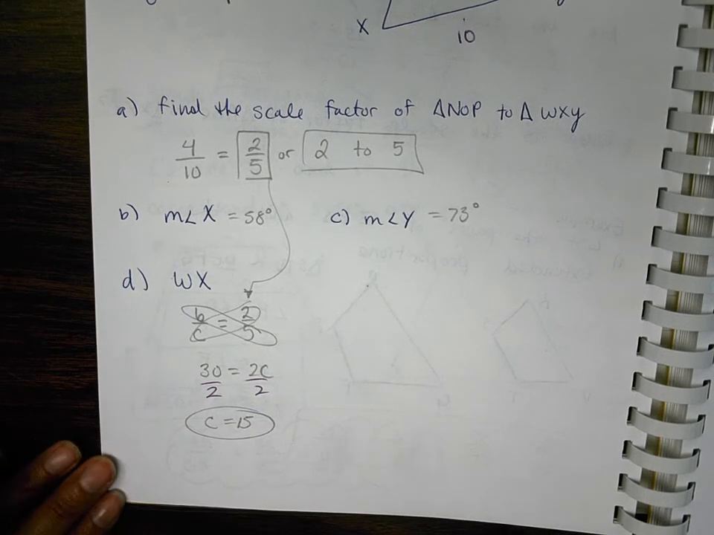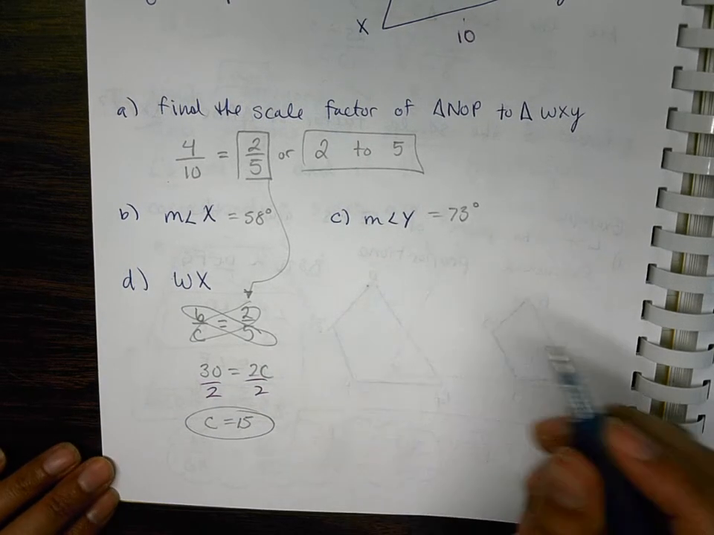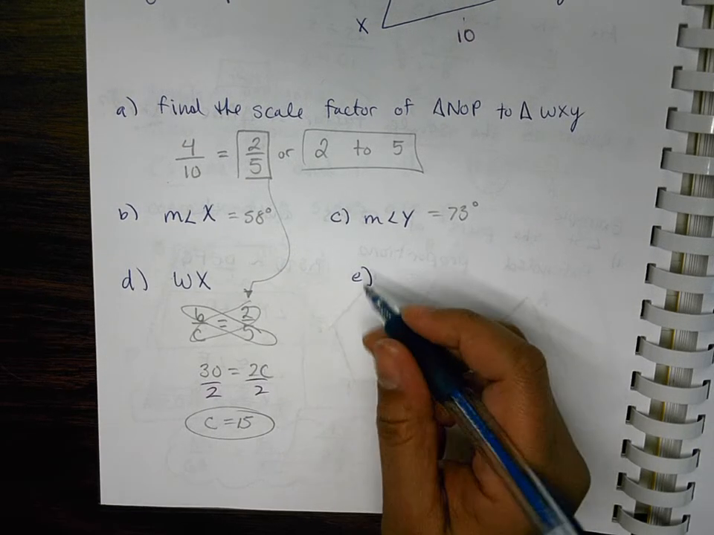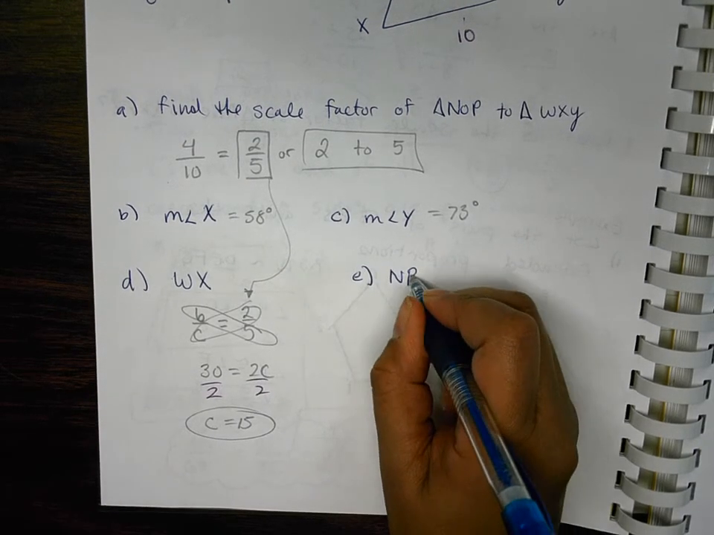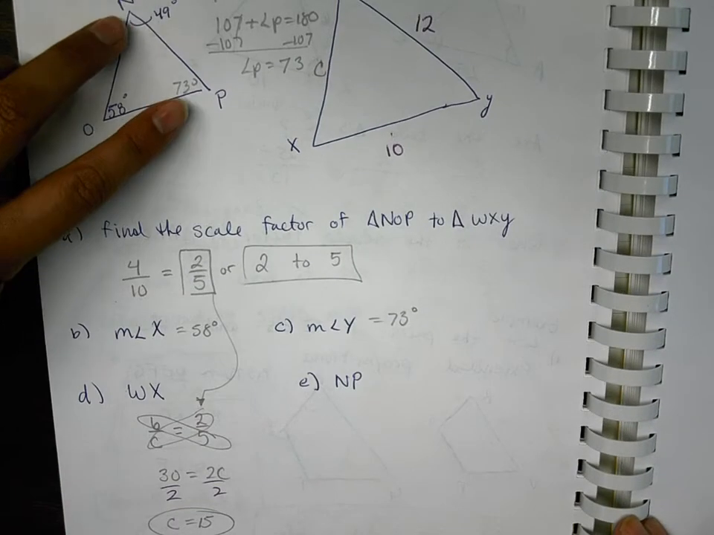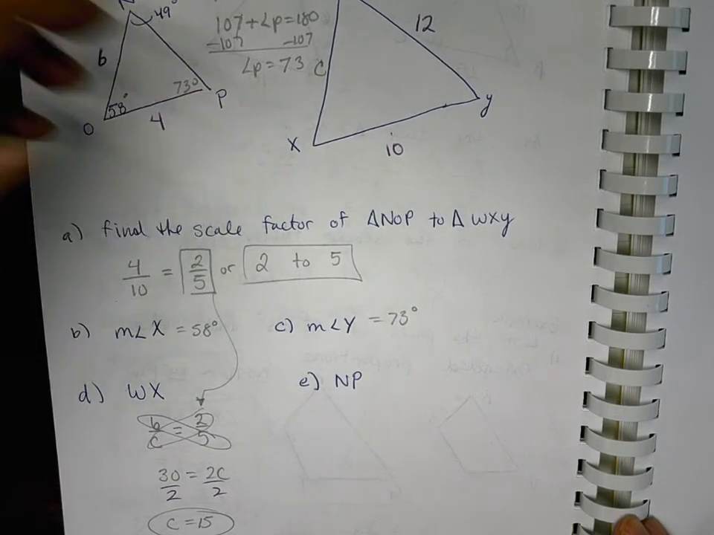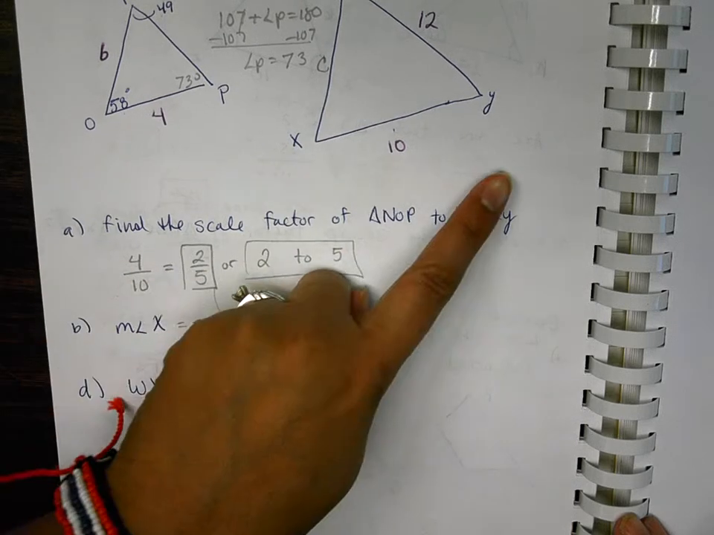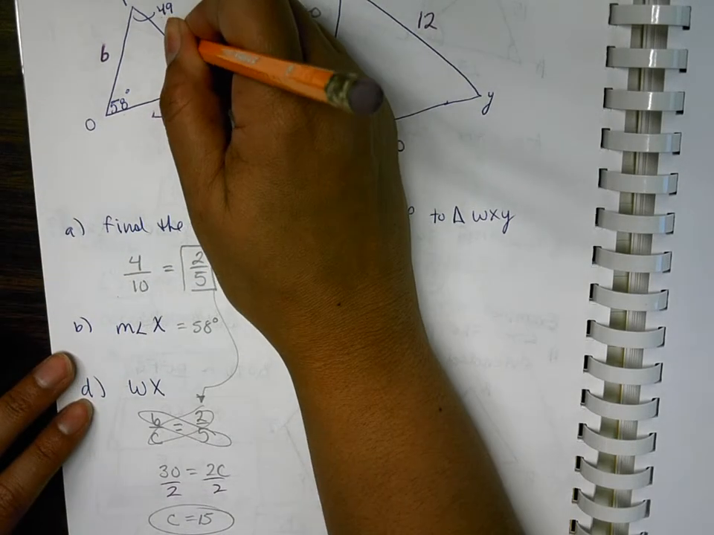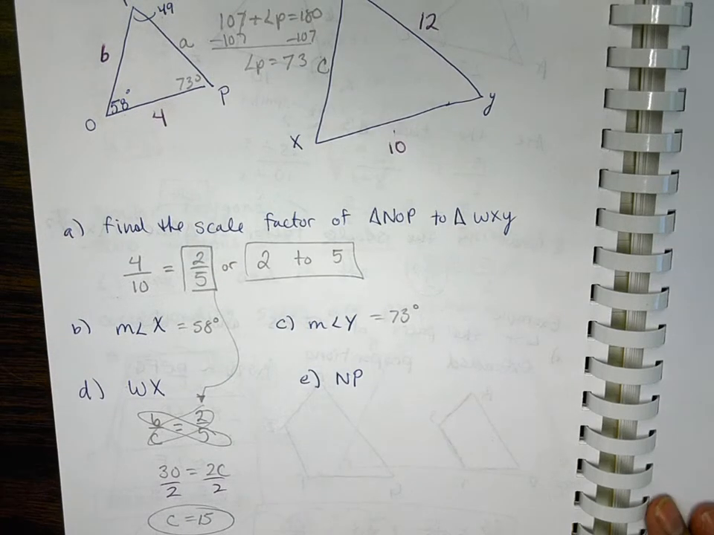A, B, C, D. E, I want you to find NP. All right, where's NP? Let's call that a letter. I've already used C, and I don't want to use X or Y. Do you guys want to call it A? Yes or no? Yes? All right, so what is my fraction going to be?